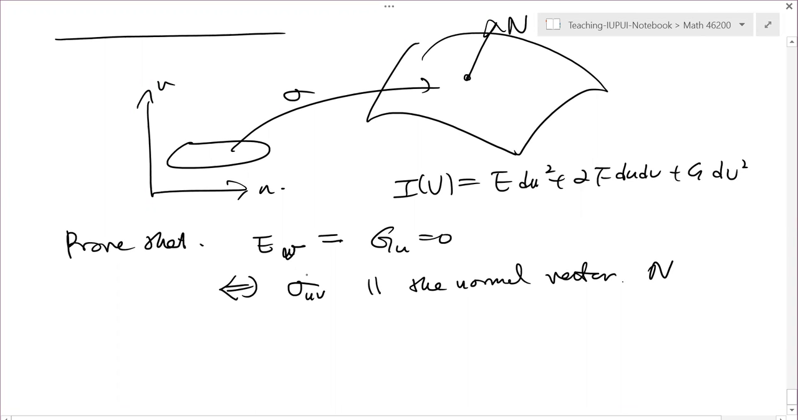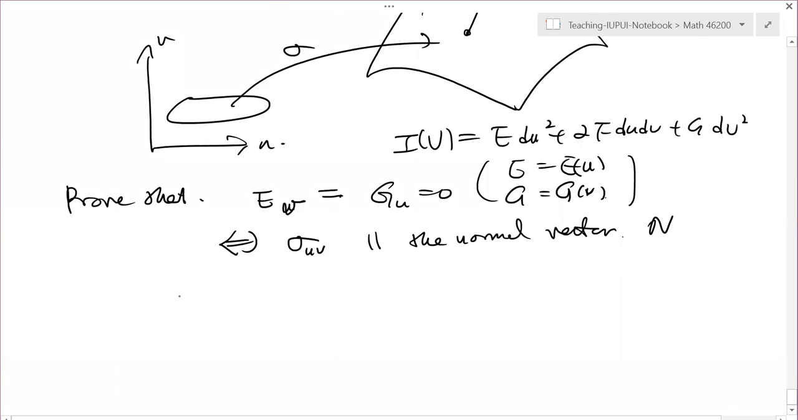E_V = 0 means E is a function of U only, and G_U = 0 means G is a function of V only, right? This sometimes happens, right? All right, let's prove this.